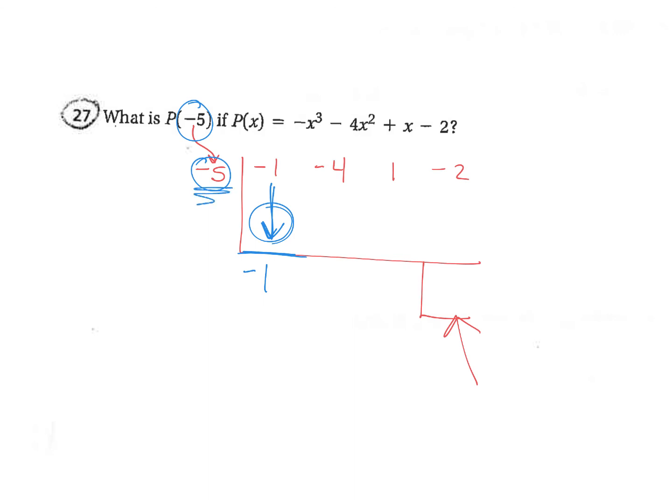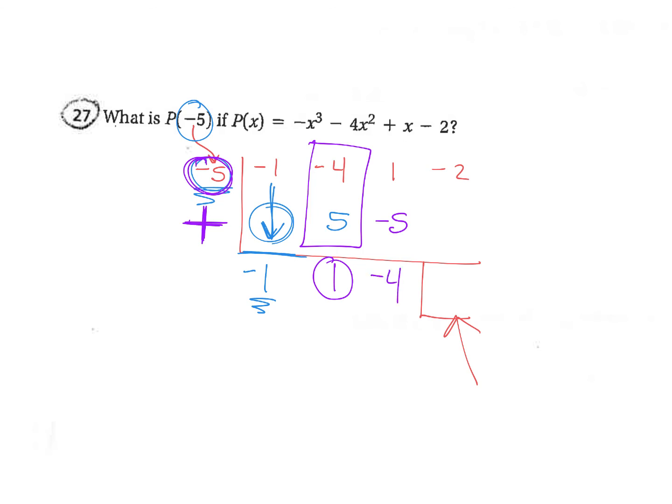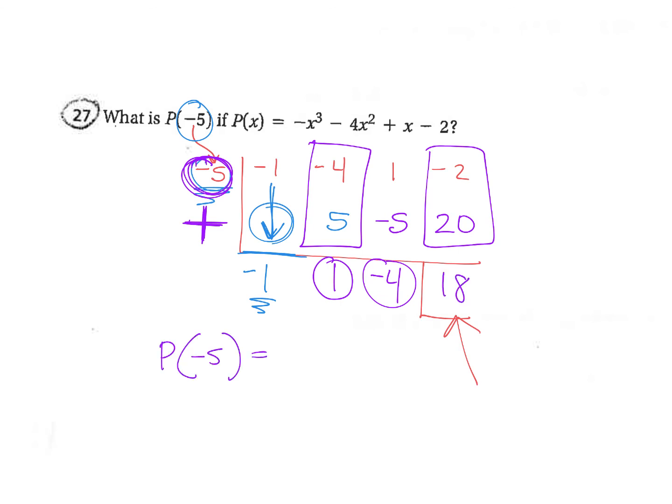Now you go -5 times -1 is a +5. Do you add or subtract in synthetic division? You add. Okay, so now I'm going to go -4 plus 5 is 1. Now we multiply. -5 times 1 is a -5. Add again. 1 plus a -5 is -4. Now we multiply. -5 times -4 is a +20. And now you add them again. -2 plus 20 is 18. So P of -5 is 18.